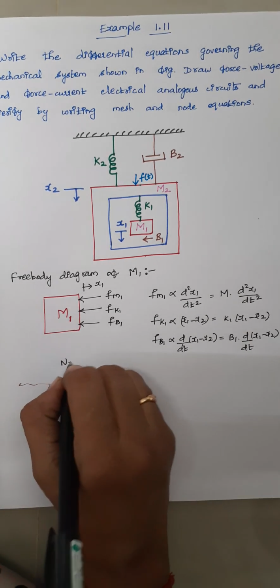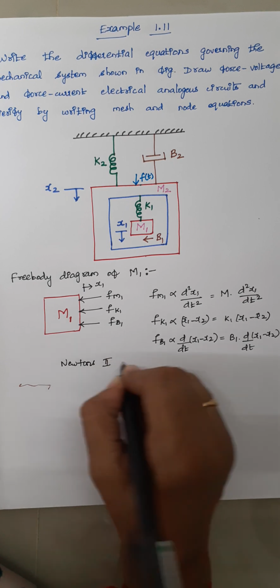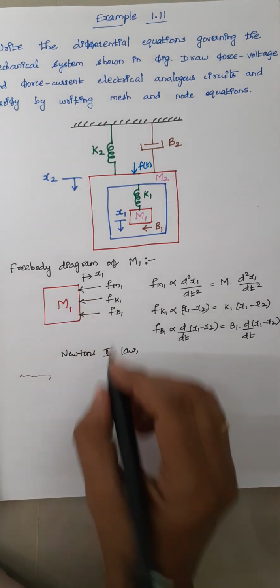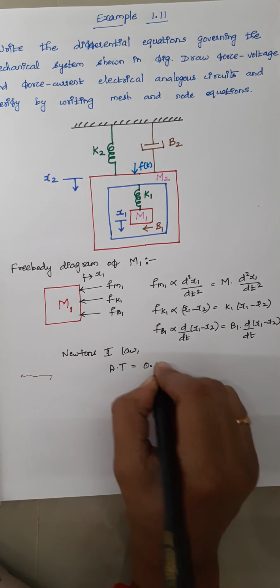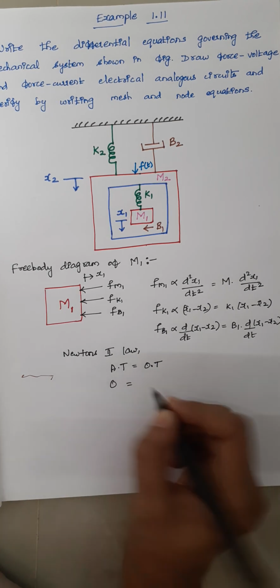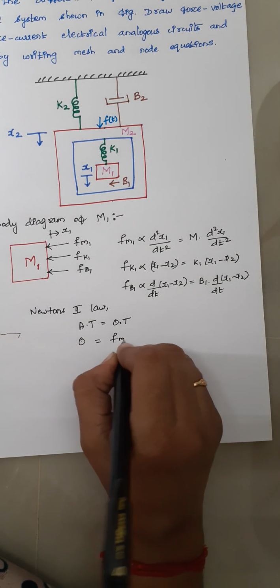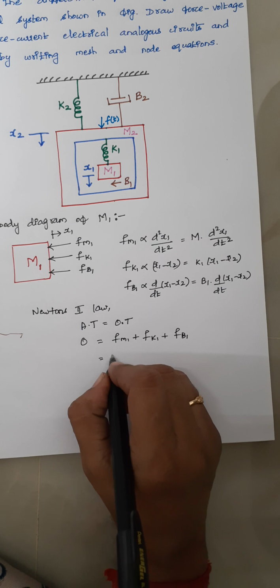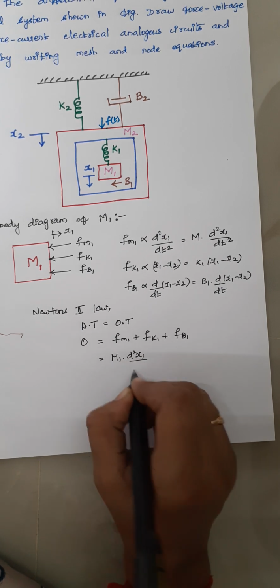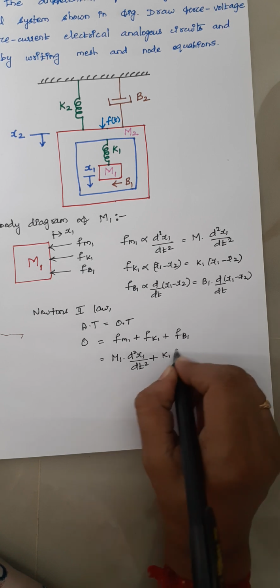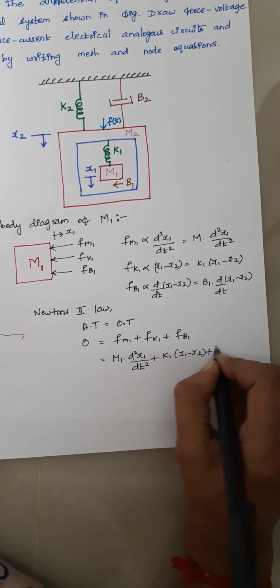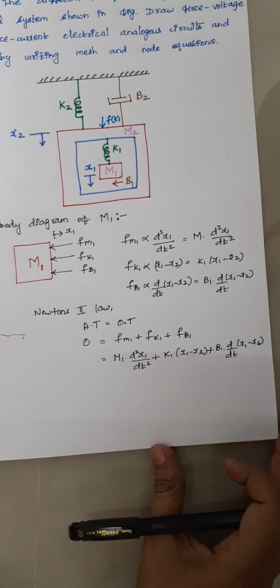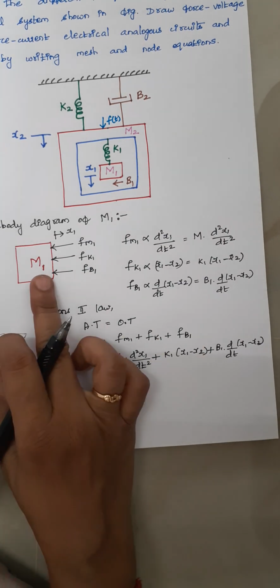Again by Newton's second law, we have to write the expression. Here there is no applied torque, so applied torque is equal to opposing torque. The applied torque is 0 and the opposing torques are respectively Fm1, Fk1 and Fb1. Writing the respective expressions, we have m1 into d square x1 by dt square plus k1 into x1 minus x2 plus b1 into d by dt of x1 minus x2. This is the first differential equation of mass m1.